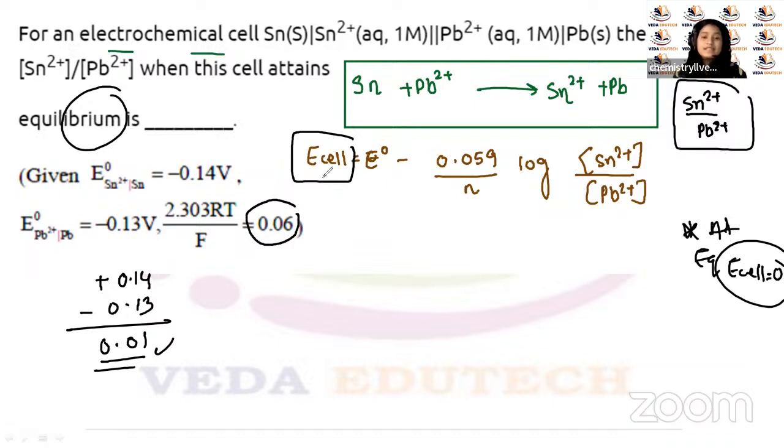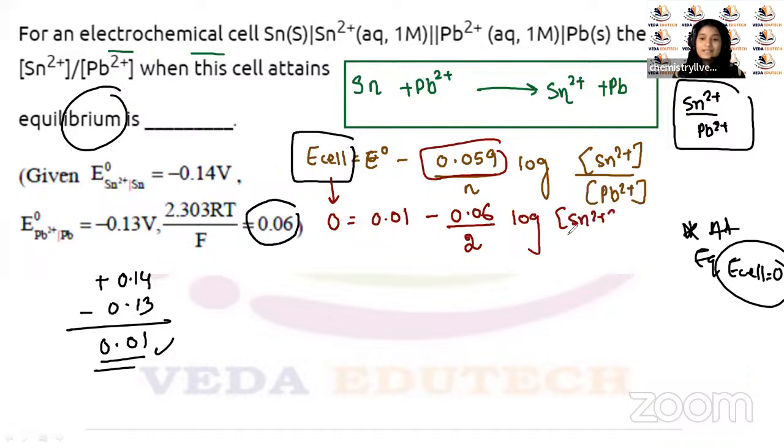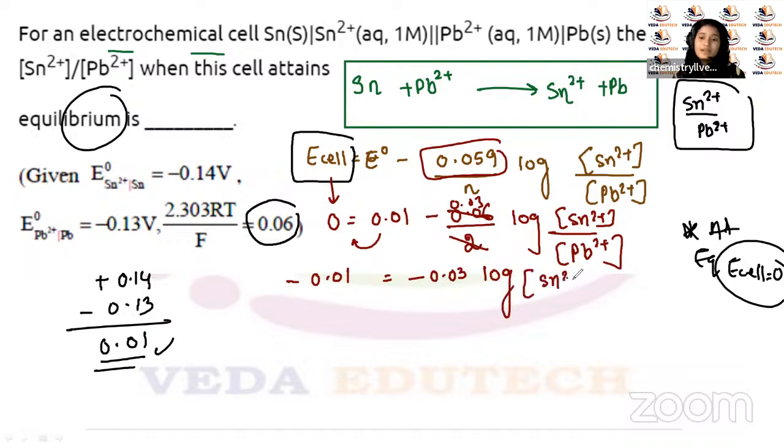Anyways, so this E cell is 0. So instead of E cell I can write 0. Instead of E naught I can write 0.01 minus 0. Instead of this thing I have to write 0.06, right? This will be 0.06 by n, where n is 2 here, log Sn2+ divided by Pb2+. So if I write this, I'll take this side, minus 0.01. This will be 0.03, equal to minus 0.03 log Sn2+ by Pb2+.